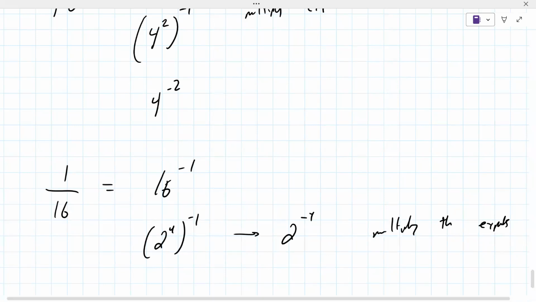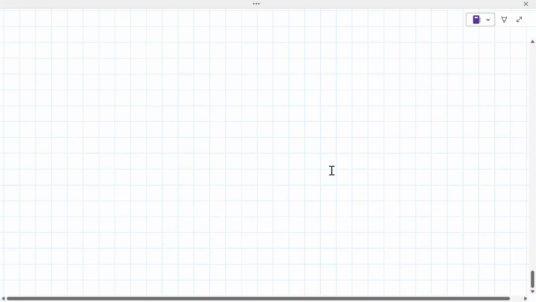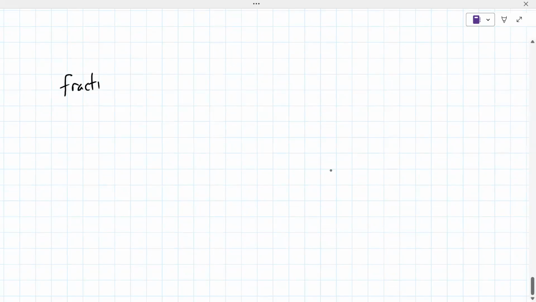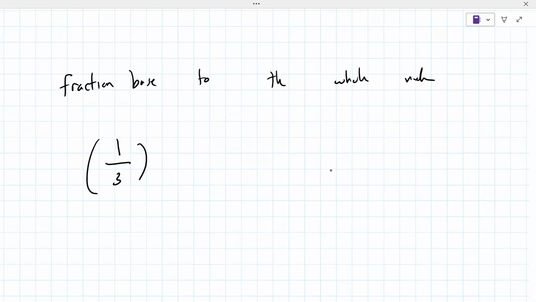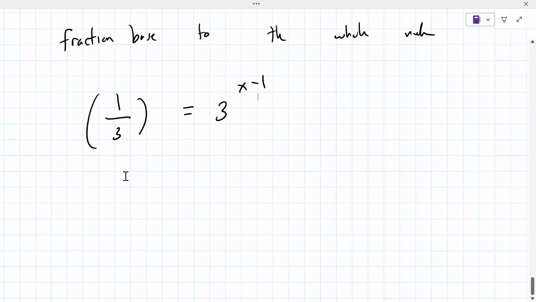Okay, so now in the problems we're going to do, we're going to convert the fraction base to the whole number. Here's an example: 1/3 to the power of x equals 3 to the x minus 1. How can you rewrite 1/3 as a whole number? We're going to take the fraction to a whole number. How did we rewrite this? It's 1/3.